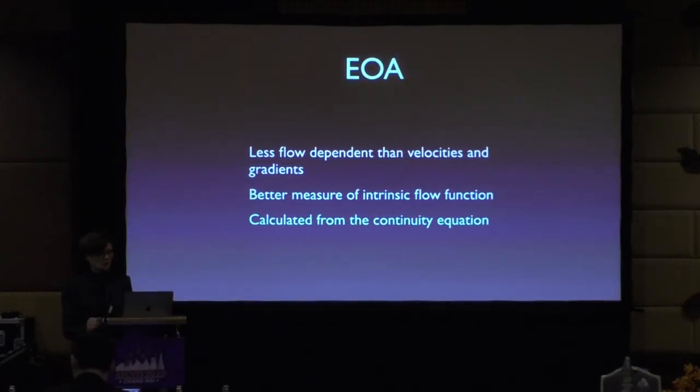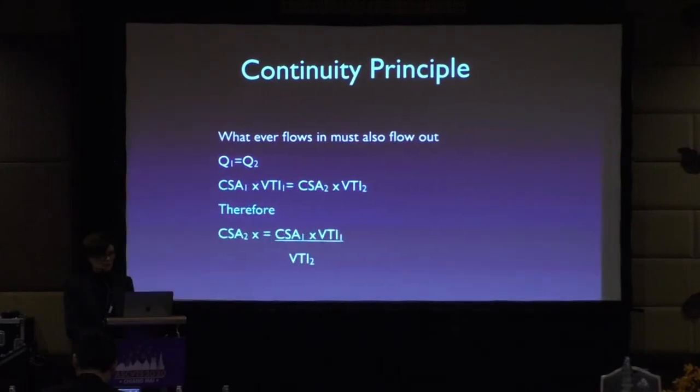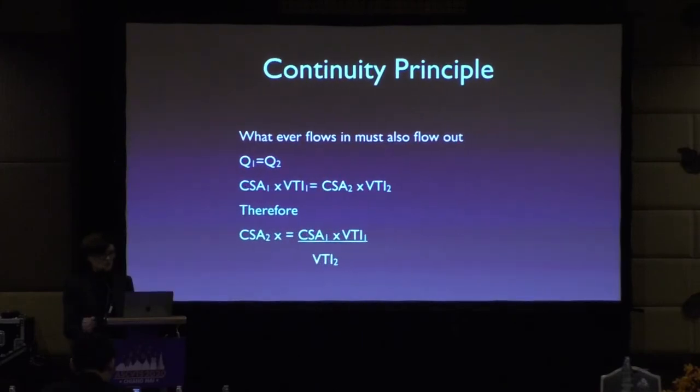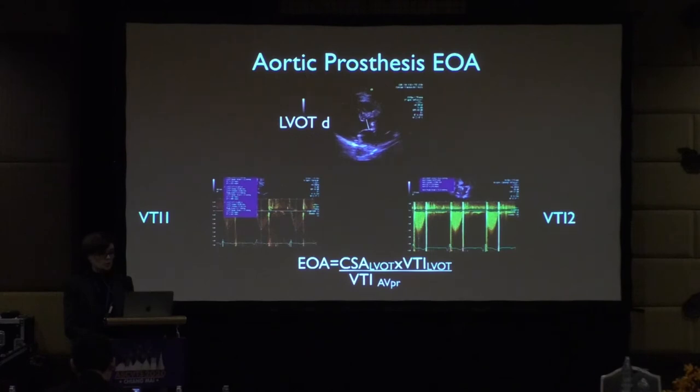EOA, effective orifice area, is also less flow dependent than velocity and gradients, and it's a better measure of intrinsic valve function, and it's calculated from the continuity equation. And this states basically that whatever flows in must flow out, and this is the formula that we use. And in the setting of an aortic prosthesis, these are the measurements we need. We need a left ventricular outflow tract diameter. We need a VTI through the outflow tract, and we also need a VTI through the aortic valve, and that will allow us to calculate EOA.